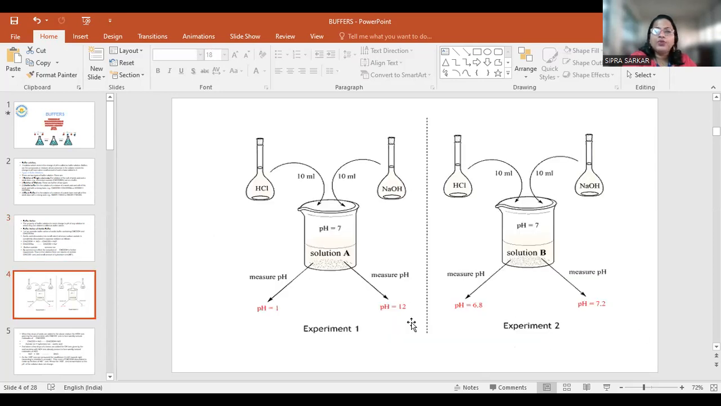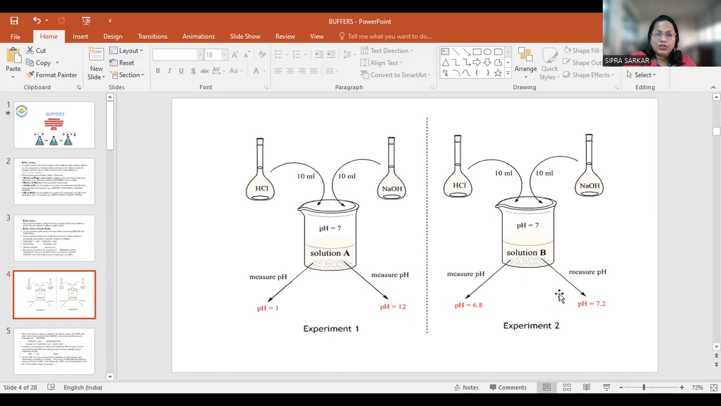See, that is a very beautiful example and pictorial demonstration. You can see this is a normal solution that has a pH of 7. If we add 10 ml of HCl, the pH drastically reduces to pH 1. So that means when acid is added to a normal solution, the pH changes suddenly. If 10 ml of NaOH is added, the pH rises up to 12. So there is an excessive increase in pH.